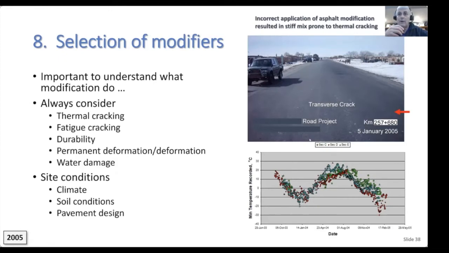Selection of modifiers, we've seen that being problematic and resulting in thermal cracking in some instances. So one of the things we always have to do is consider all the aspects: thermal cracking, fatigue cracking, durability, permanent deformation, water damage. Go back to your site, look at the climate, soil conditions, and pavement design. Be very careful about how everything is done.